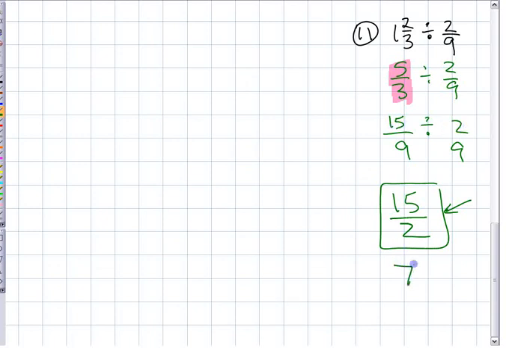You can make that 7.5. 15 divided by 2, when you were a little kid and you were learning to divide, you'd say this fits in, there's 7, and there's 1 left over out of 2.